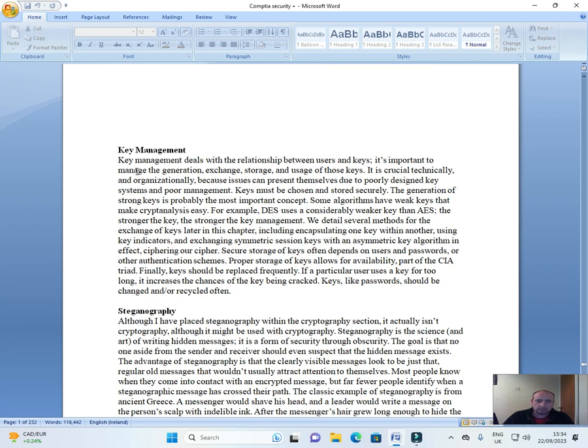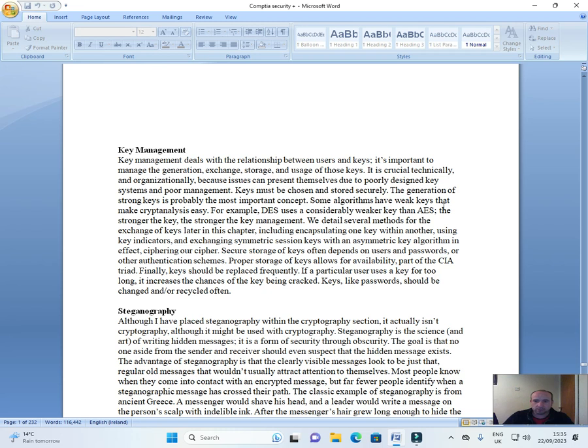Key management. Key management deals with the relationship between users and keys. It's important to manage the generation, exchange, storage and usage of those keys. It is crucial technically and organizationally because issues can present themselves due to poorly designed key systems and poor management. Keys must be chosen and stored securely. The generation of strong keys is probably the most important concept.